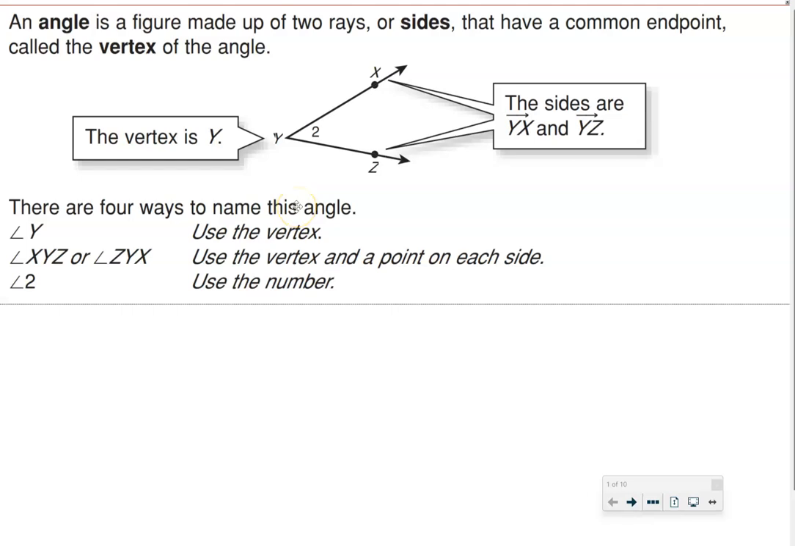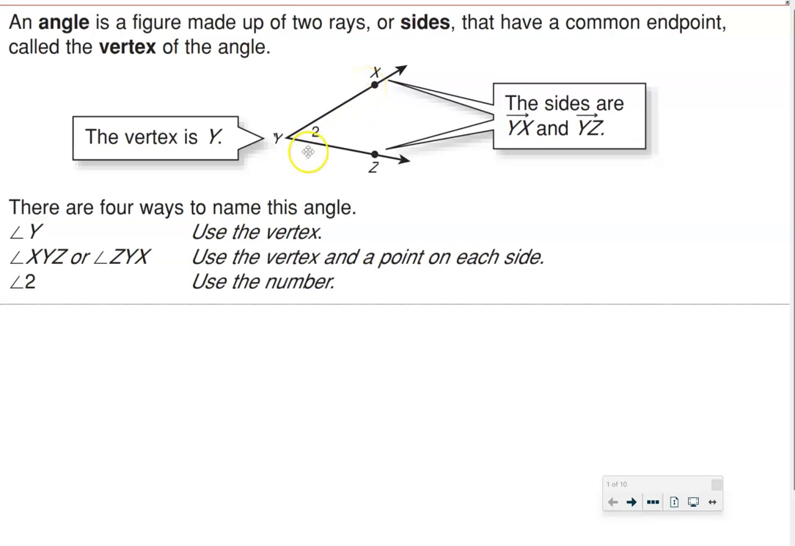Now, another way to name it, which is more common, is using three letters, one from each of the rays and the vertex. And the vertex part has to be in the middle. So you can name it XYZ or ZYX. So that will always work. Sometimes just naming it angle Y doesn't work, because if you have, let's say, another ray going this way, just calling it angle Y doesn't work. But this will always work: XYZ or ZYX.